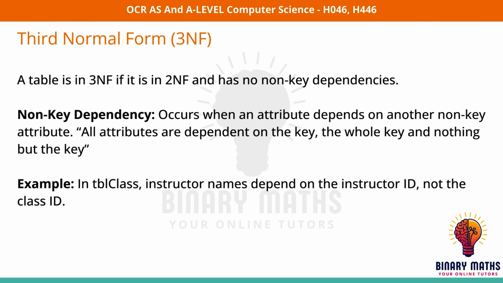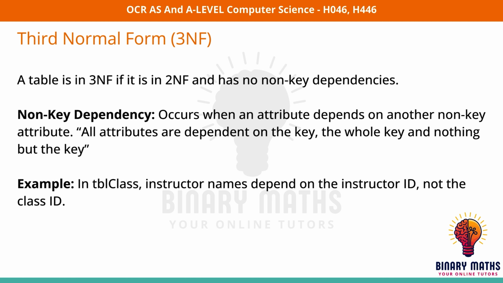A table is in third normal form if it is in second normal form and has no non-key dependencies. A non-key dependency occurs when an attribute depends on another non-key attribute. For example, in the table class table, if we store the instructor's name along with the class details, the instructor's name depends on the instructor ID, not the class ID. This creates a non-key dependency, which we need to resolve.